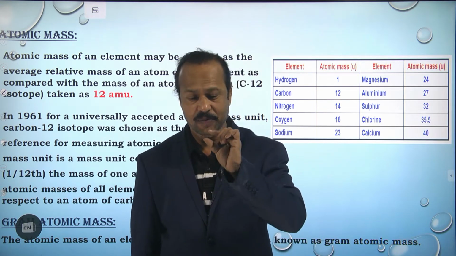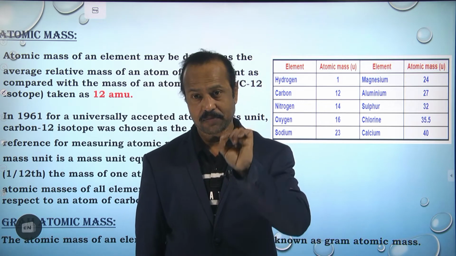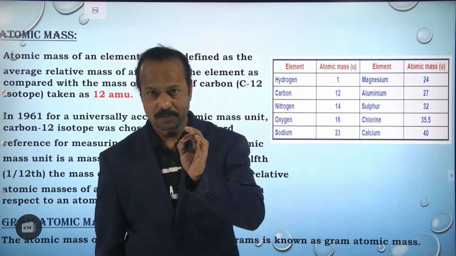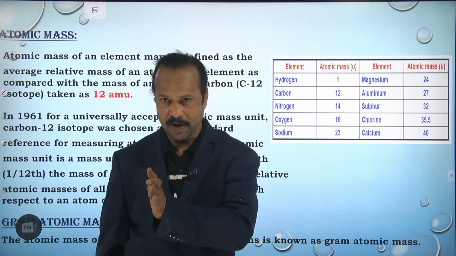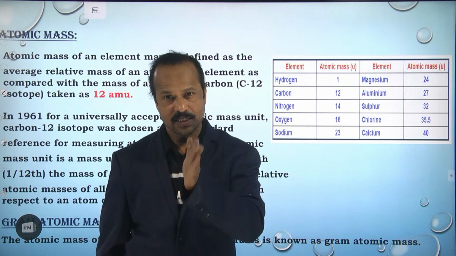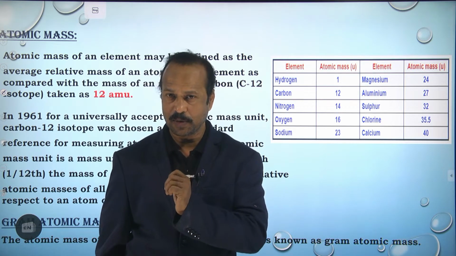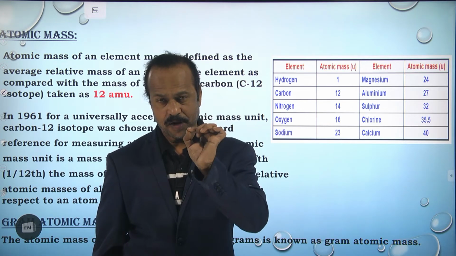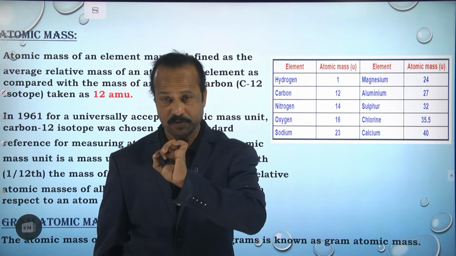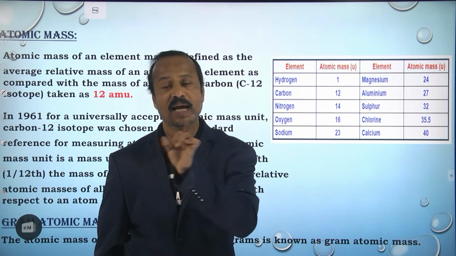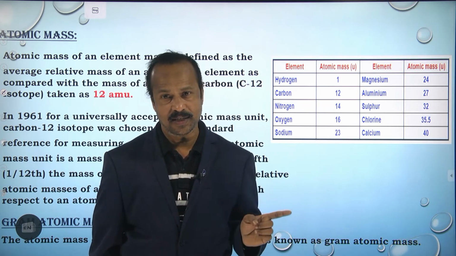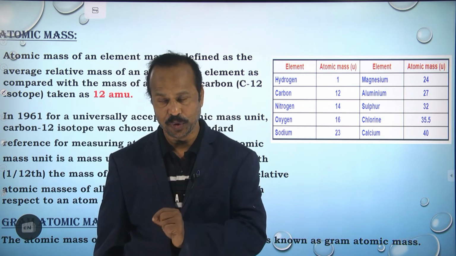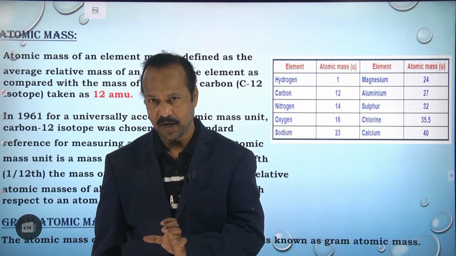So they have taken carbon 12, meaning the carbon with the mass number 12, with atomic mass 12, and that mass is exactly divided into 12 parts. The mass of carbon 12 is divided into exactly 12 parts. Now the mass of each part of those 12 parts is taken as a standard one, and that is given as AMU, atomic mass unit, or unified mass.